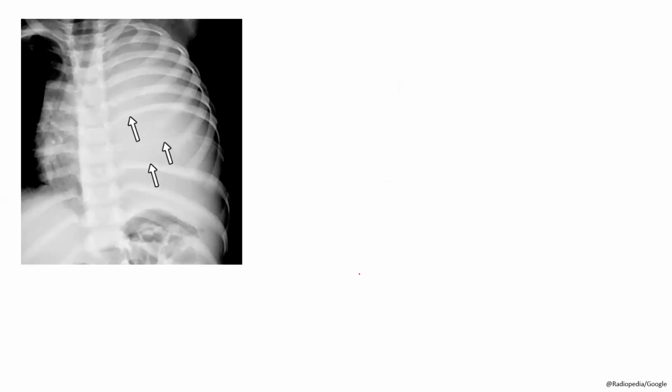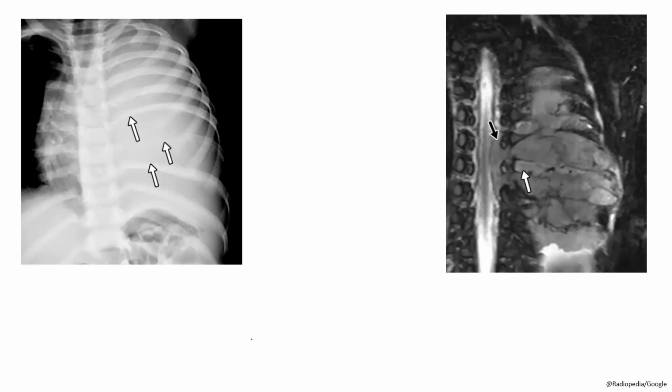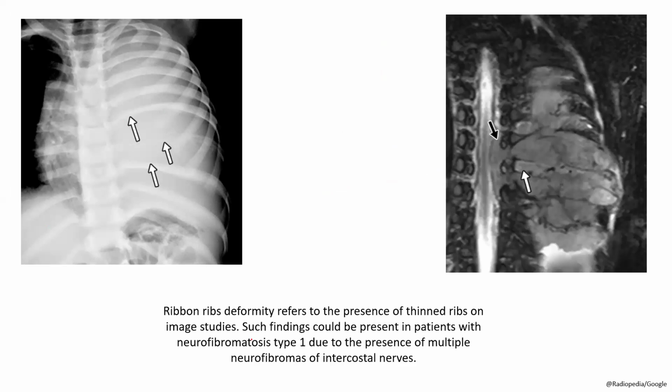What is happening here? The ribs are very thinned out, and they are basically like ribbon rib. So this is ribbon rib deformity, and it is because of presence of multiple neurofibromas in a case of neurofibromatosis type 1. Along the intercostal nerve, you can find multiple neurofibromas, and they cause pressure erosion of the ribs and lead to ribbon rib deformity.